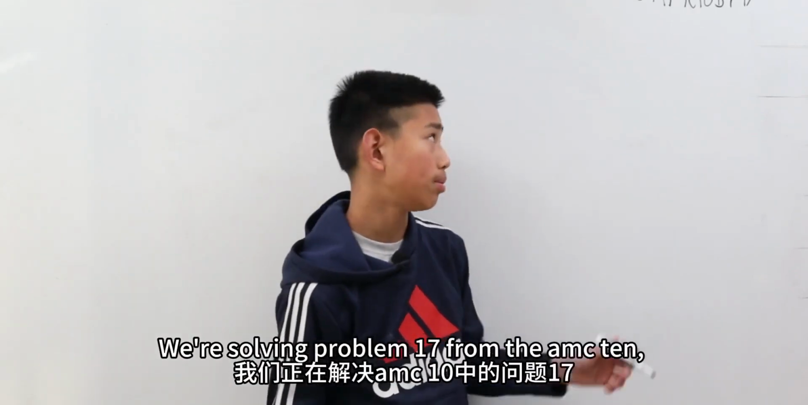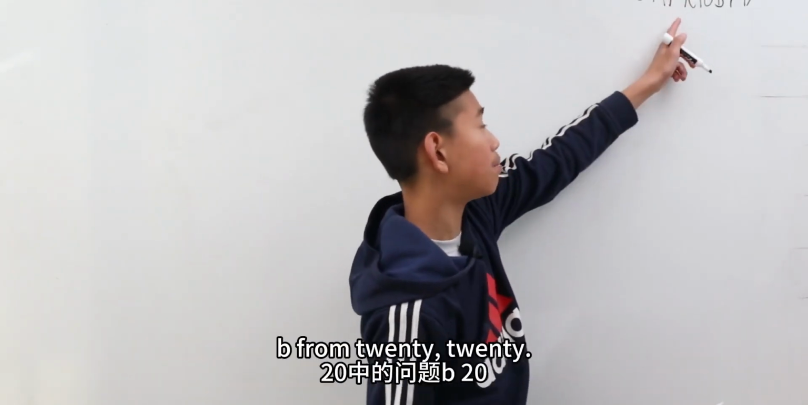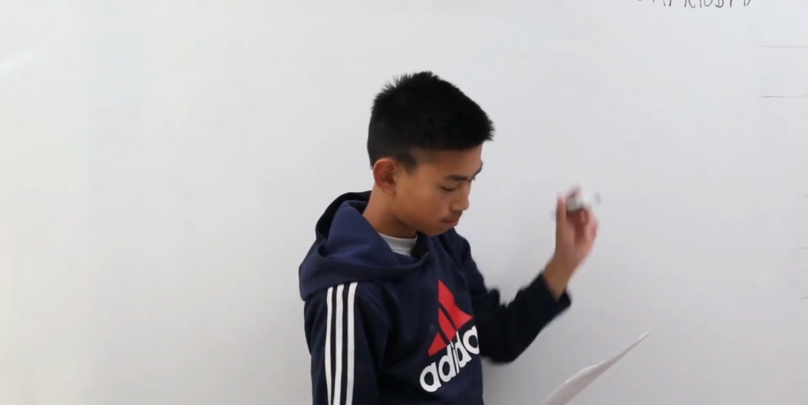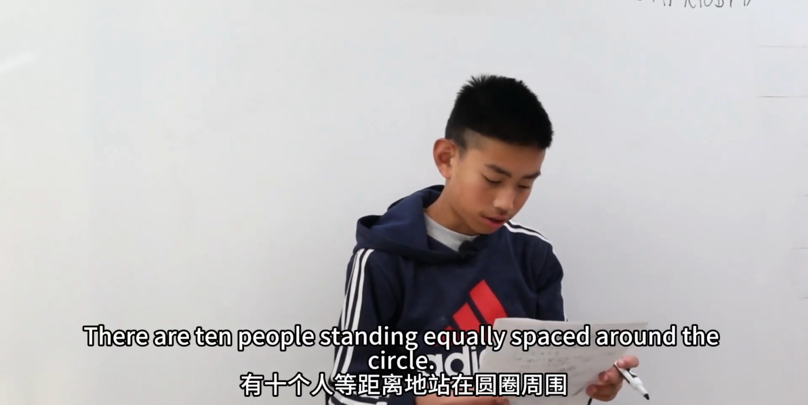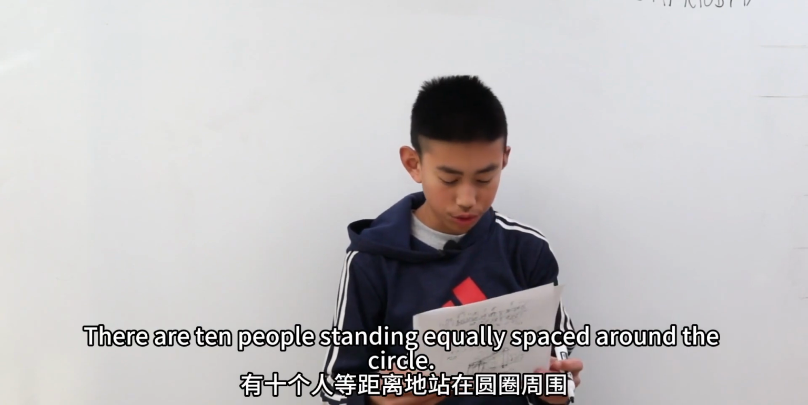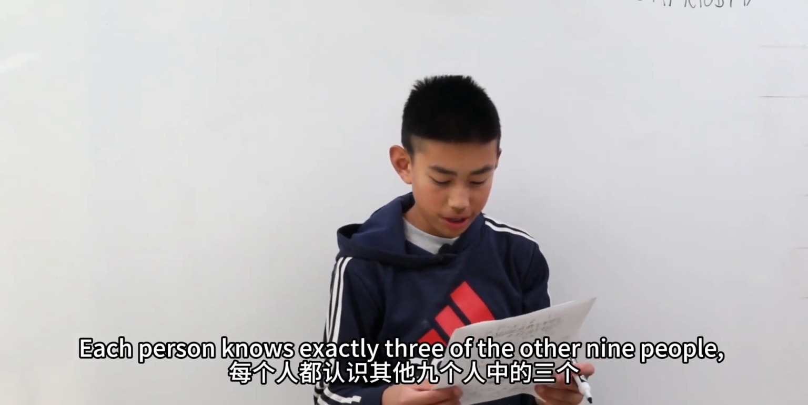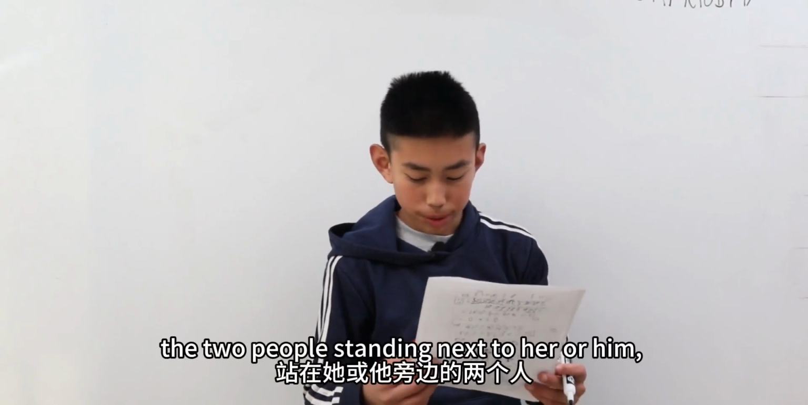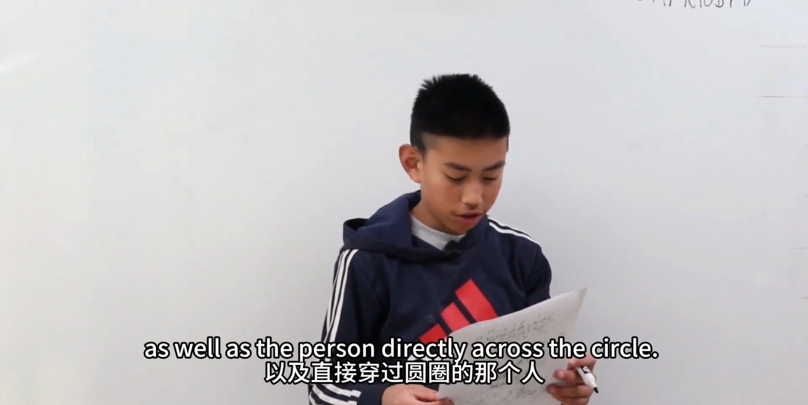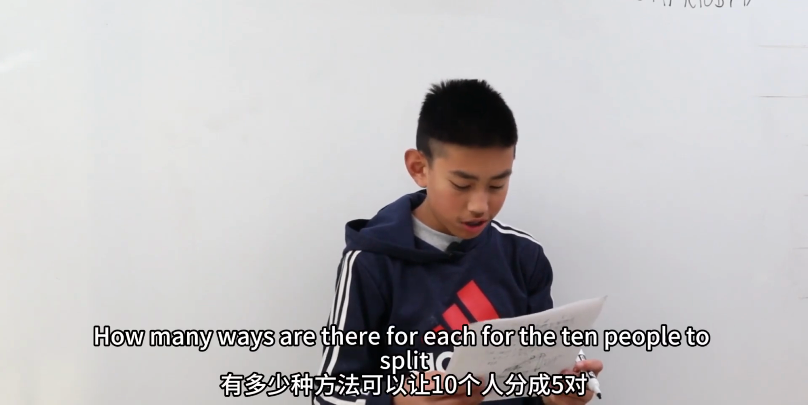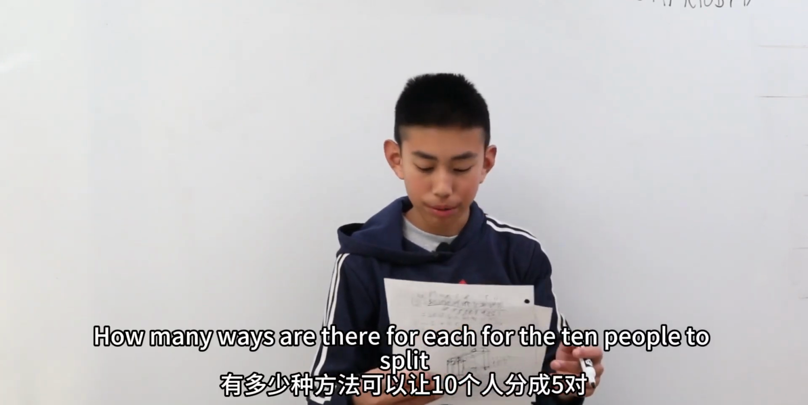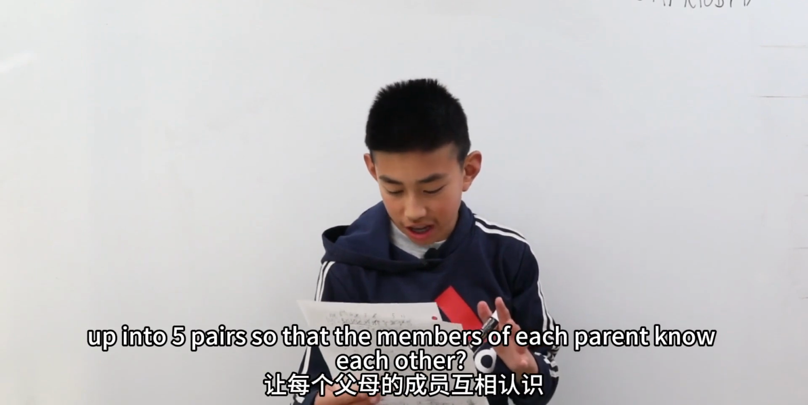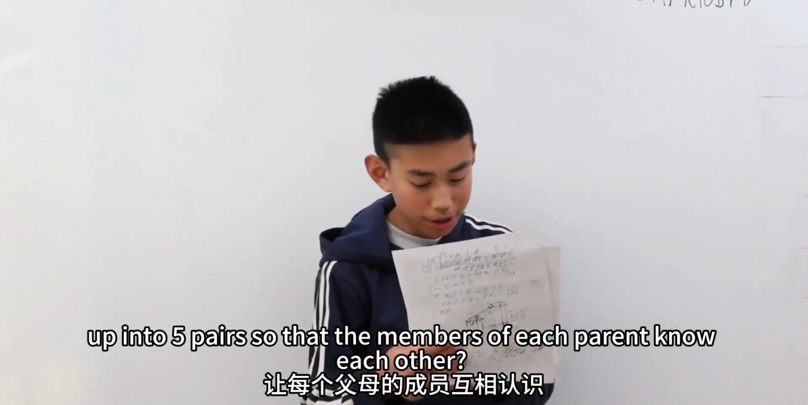For solving problem 17 from the AMC 10B from 2020. There are 10 people standing equally spaced around a circle. Each person knows exactly 3 of the other 9 people, the 2 people standing next to her or him, as well as the person directly across the circle. How many ways are there for the 10 people to split up into 5 pairs so that the members of each pair know each other?